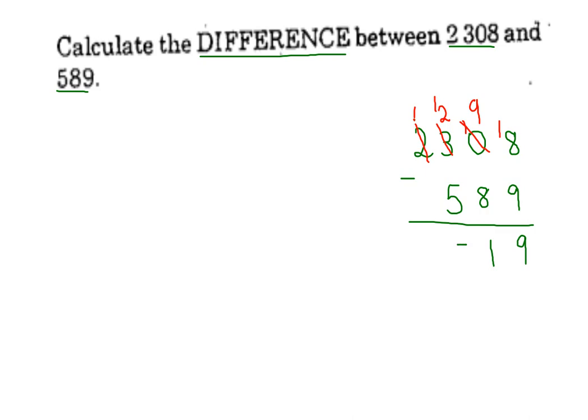and then we go to our thousands column. We have nothing else here to subtract, so 1 take away 0 just leaves us with 1, and we get the difference to be 1,719. Alright, so that's how we do the difference. So remember, difference means to take away.